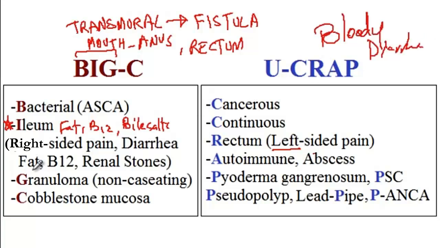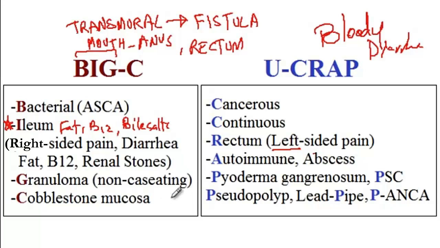Because of decreased absorption of fats, there is also decreased absorption of fat-soluble vitamins like vitamin D, E, A, and K. There is macrocytic megaloblastic anemia from decreased absorption of B12. And then finally, oxalate renal stones can develop in these patients. G stands for granuloma, which is non-caseating.